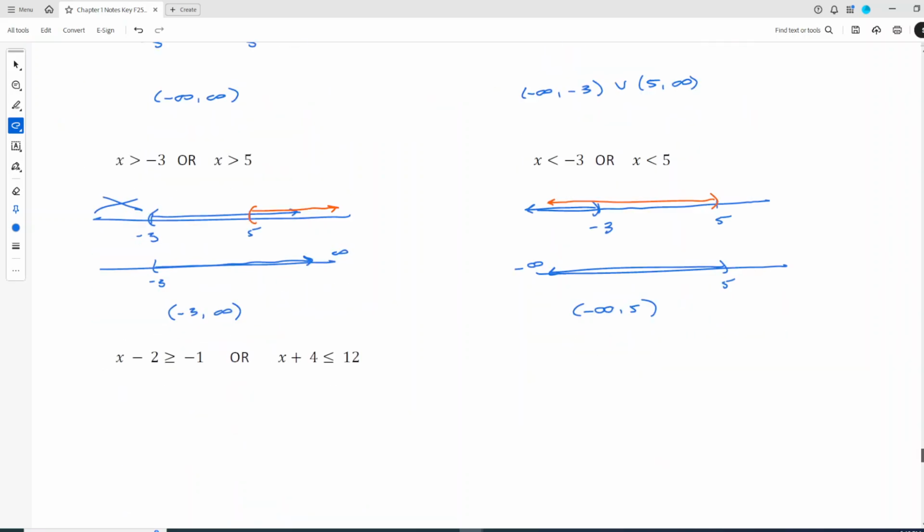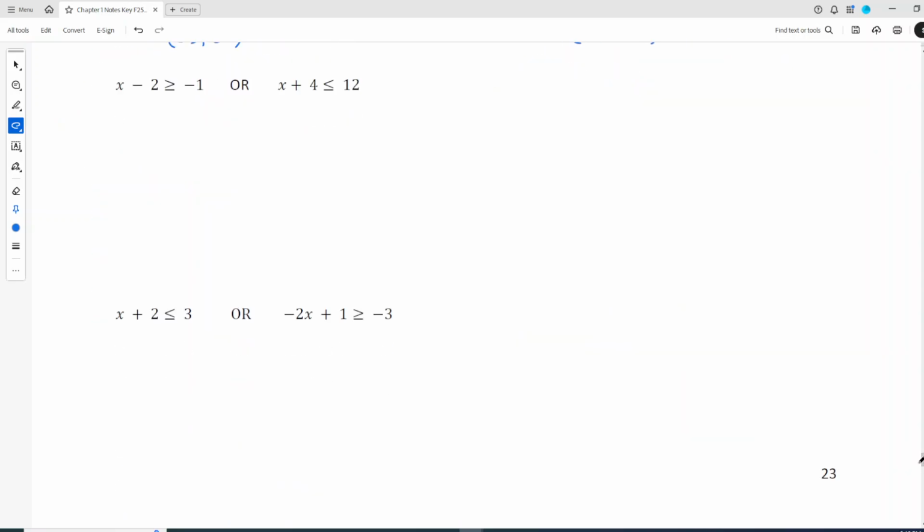Awesome. 2 questions for you to try on your own, or maybe together. So for this first one, I'm going to get x by itself by adding 2 to both sides. I end up with x is greater than or equal to 1. And maybe let's just sketch this while we go. So, oh, actually we can't yet because I don't know if that's going to be the smaller or the bigger number. Okay, let's do the other one, -4 and -4, and I get x is less than or equal to 8. Okay, so it was smaller.